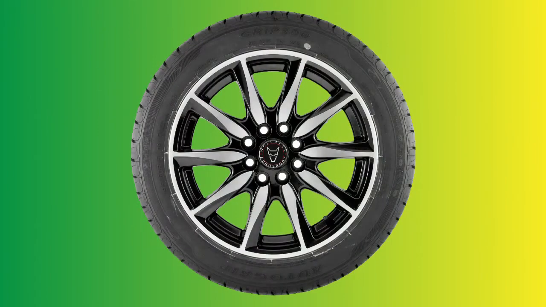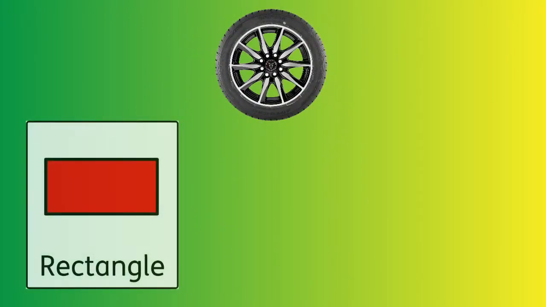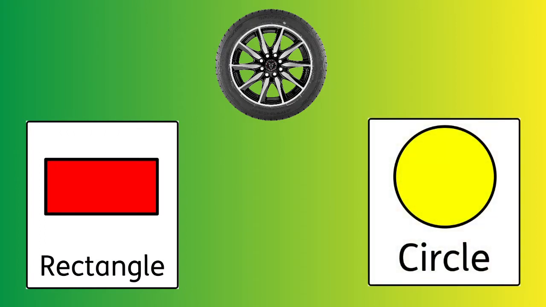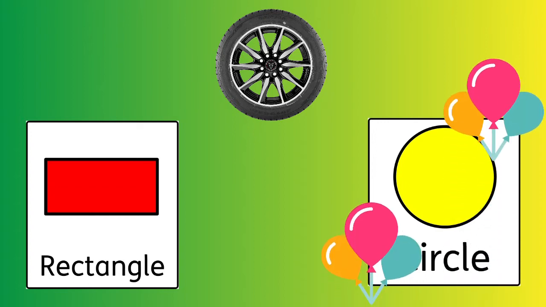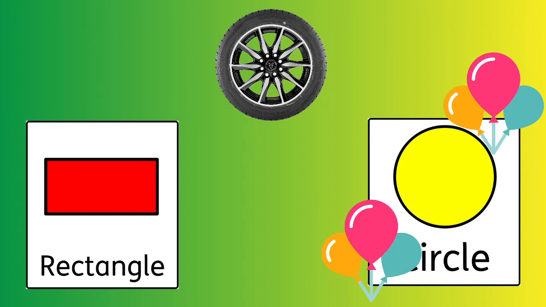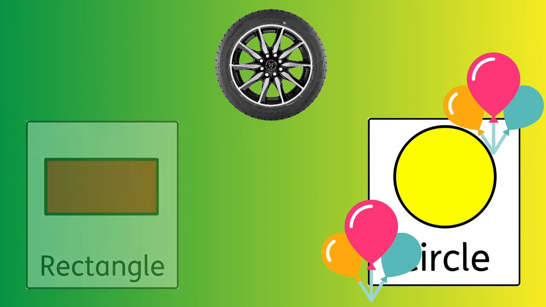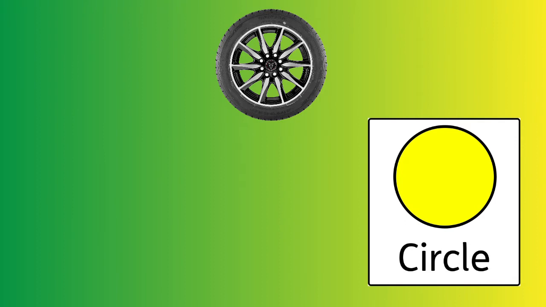What shape can you see? Is it a rectangle or a circle? You got it. It's a circle.